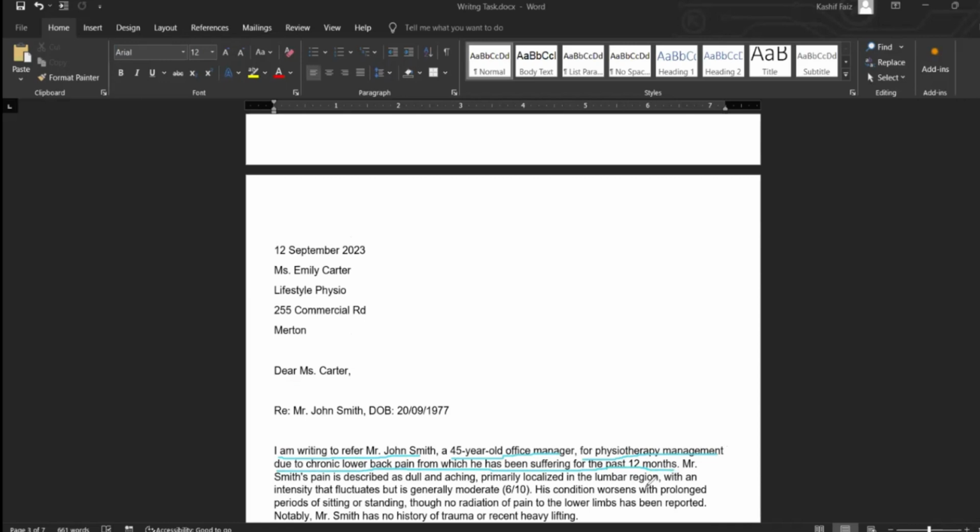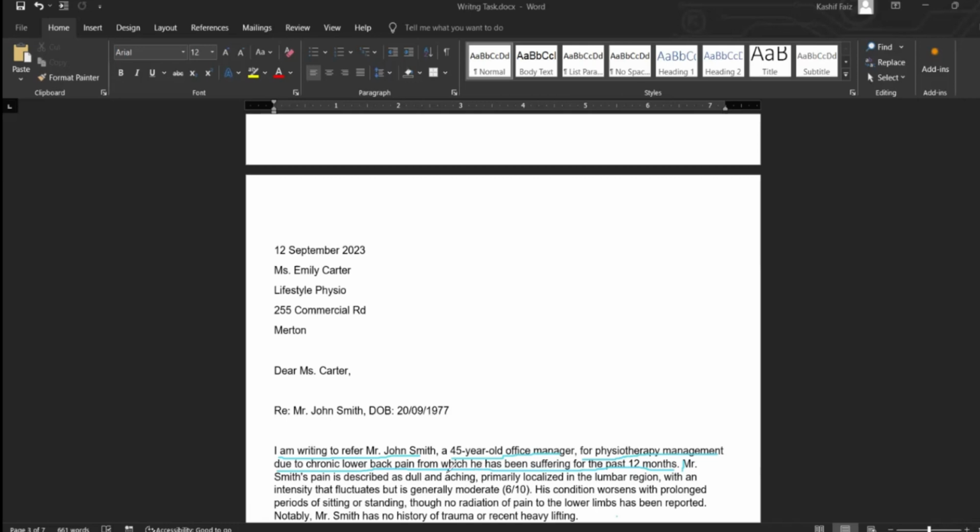In the first line, what I have done so far is make one paragraph, but what you can do is start the description of Mr. Smith's pain as the second paragraph. It depends on you. If you want to make your letter more concise and more precise, you can do that. But you can also join it in the first paragraph.